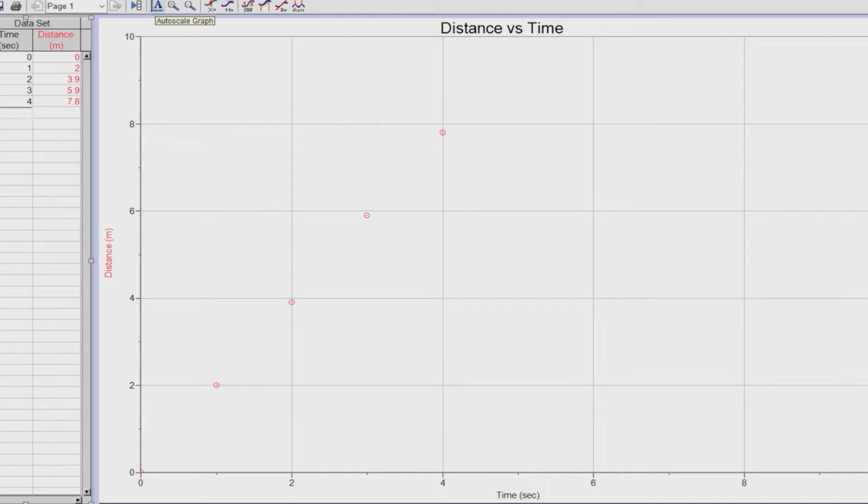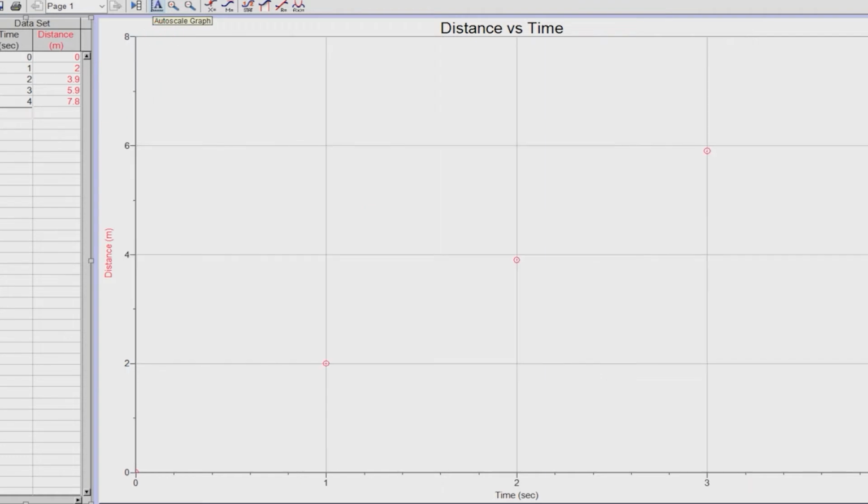And if it doesn't do that, we want to go up to the blue A in the icon list and click on that, which is the auto scale button. And now the auto scale button really does fill up the entire screen with your data. So if you want to do that, hit the auto scale button and fill up your screen with the data.